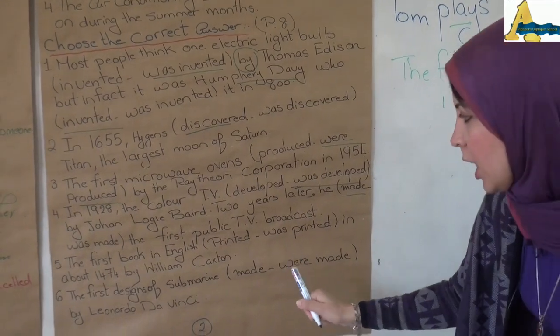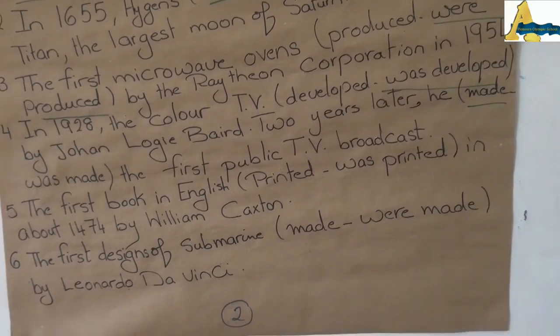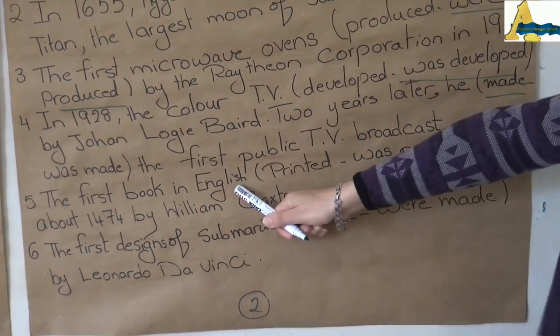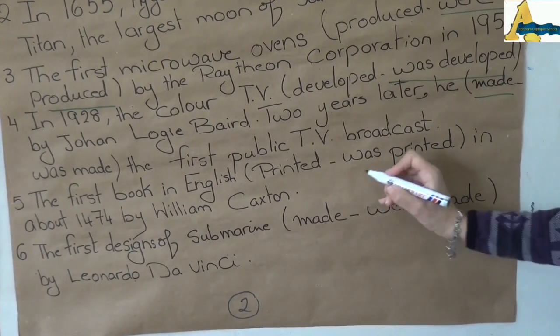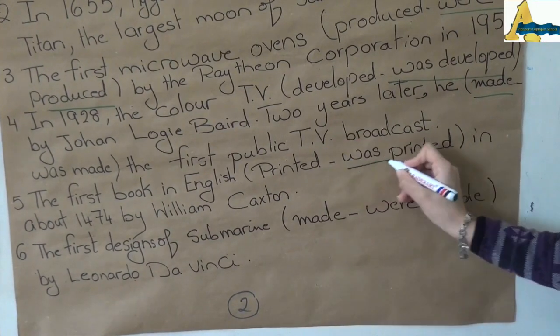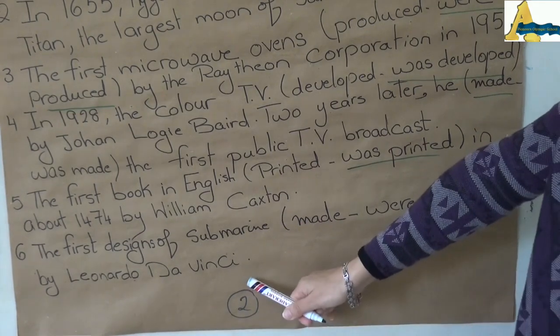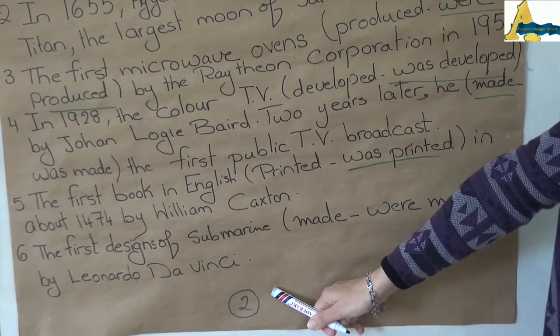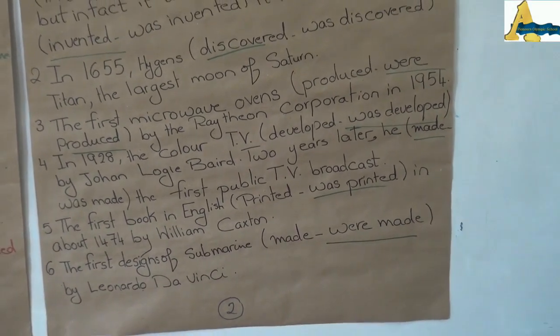Number 5: The first book in English was printed in about 1474 by William Caxton. This seems to be the object and the doer in the end of the sentence. So this one is passive. So the first book in English was printed. Number 6: The first designs of submarine were made by Leonardo da Vinci. This again is the object and the doer in the end of the sentence. So this one is passive. So the first designs of submarine were made.